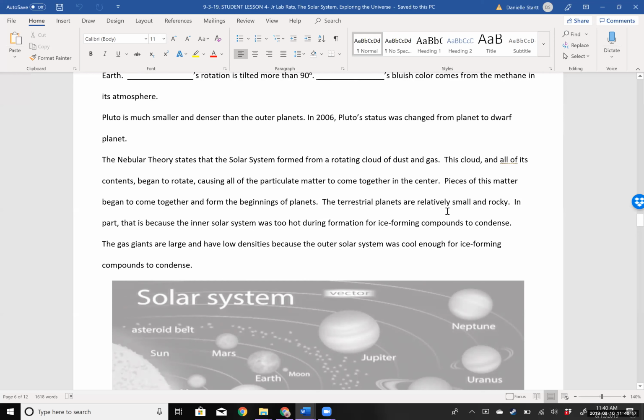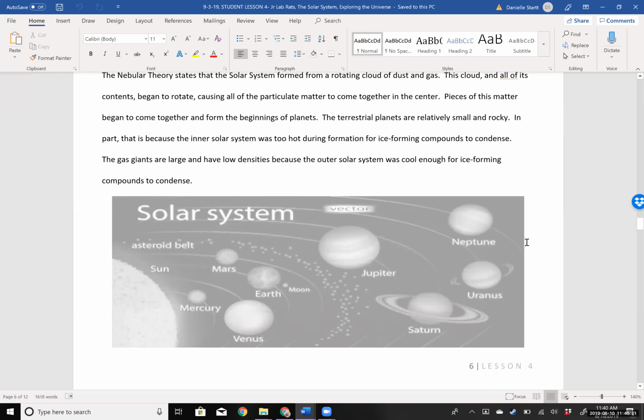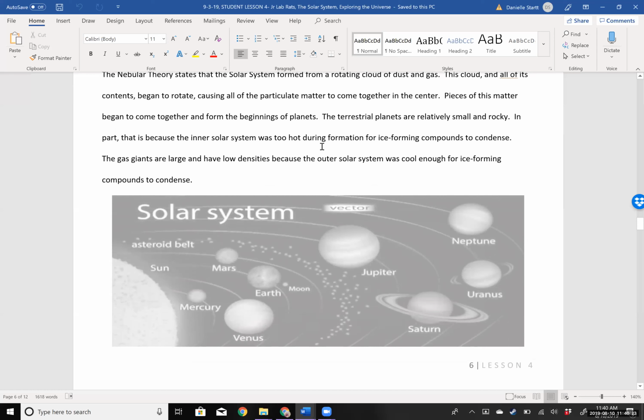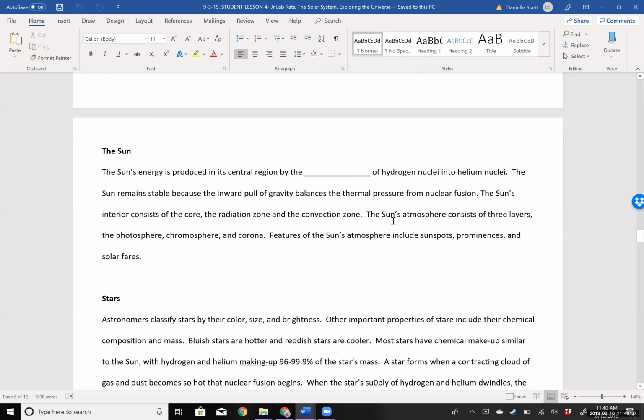The terrestrial planets are relatively small and rocky. In part, that is because the inner solar system was too hot during formation for ice-forming compounds to condense. The gas giants have large, low densities because the outer solar system was cool enough for ice-forming compounds to condense. So let's move on to the sun.